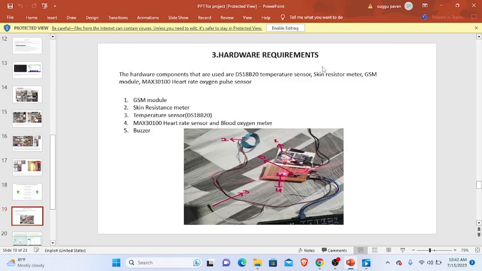These are the hardware requirements which we have used in our project. The GSM module is used in producing the alerts. The skin resistance meter is the sweat sensor, and the temperature sensor is the DS18B20. There are some other temperature sensors also available, but we have used this one. MAX30100 is the heart sensor or the blood oxygen meter, that is, the blood oxygen level reader. The buzzer is used for producing the alerts.